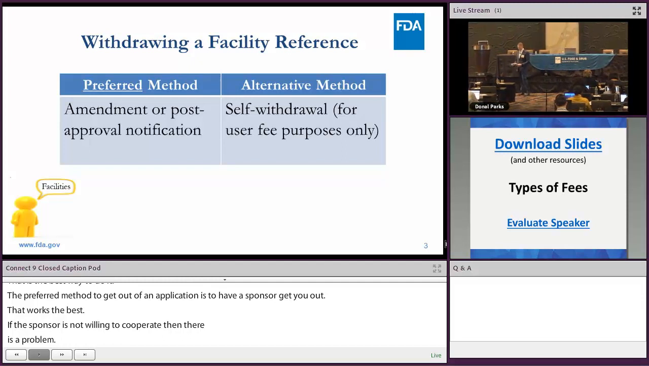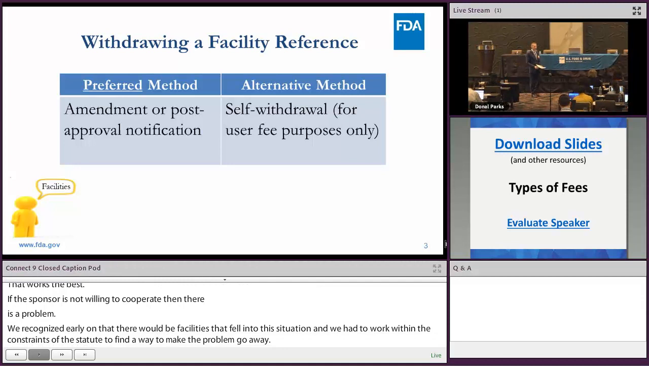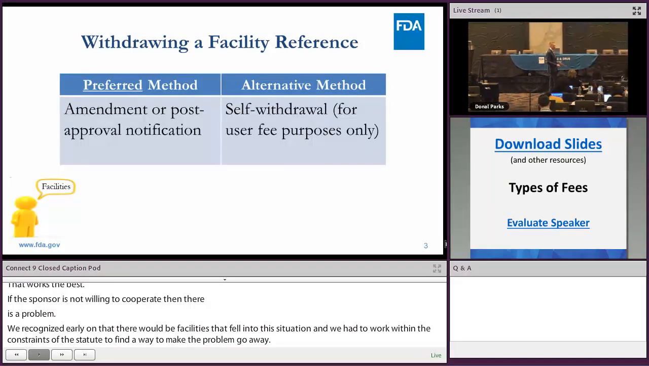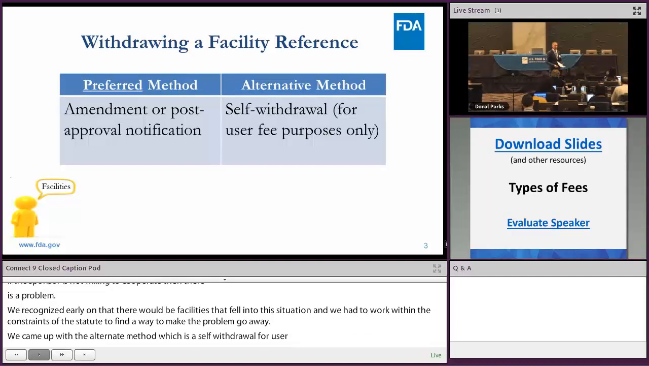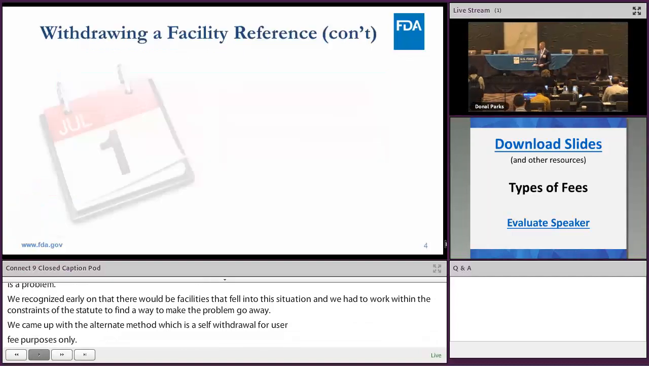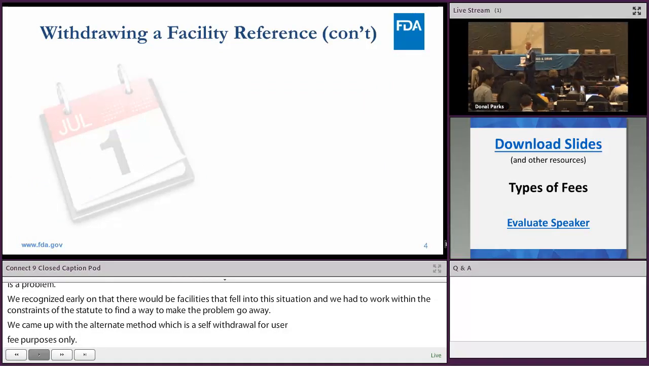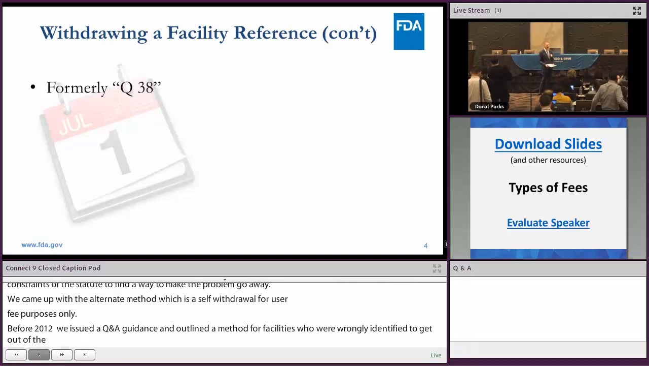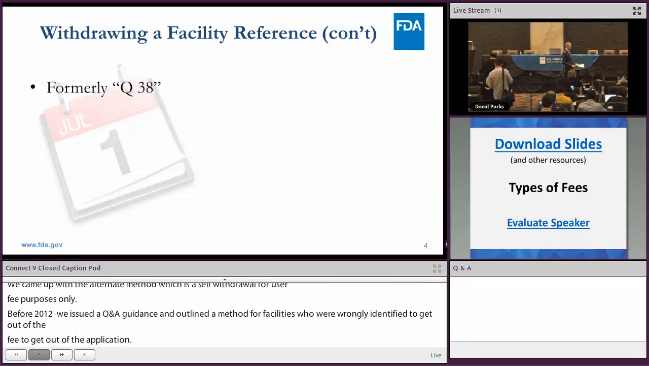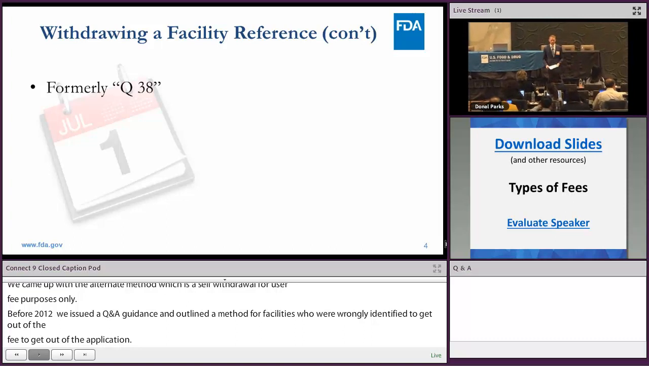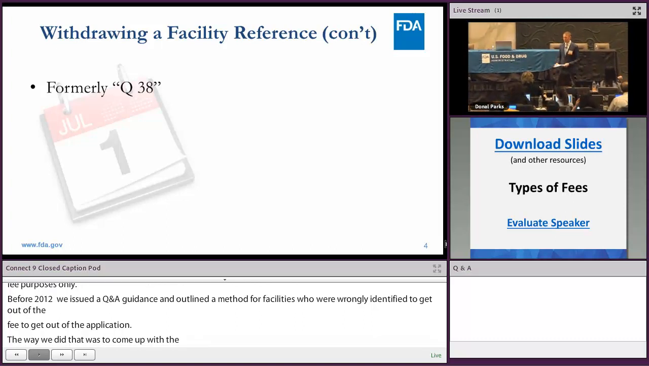In August of 2012, right before GDUFA 1 got started, we issued a Q&A guidance and we outlined a method for facilities who were wrongly identified to get out of this fee so they could get out of the application. The way we did that was to come up with the protocol that we laid out in what was question 38 in that Q&A guidance. Because that's a catchy title, it sounds like a James Bond movie or something, we decided to keep that. So we still call it question 38, even though it's no longer a question and answer format.